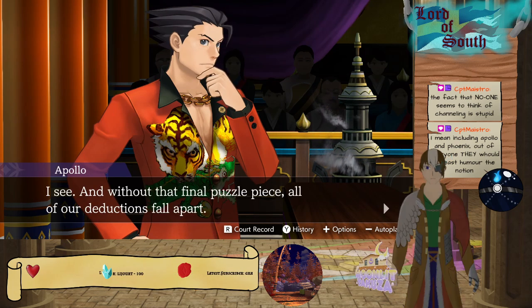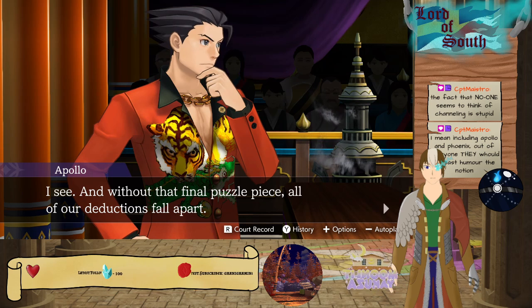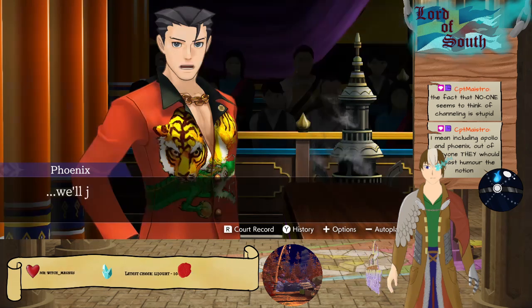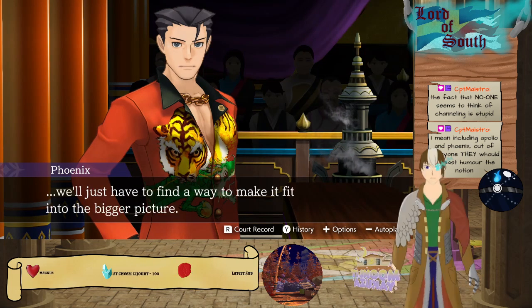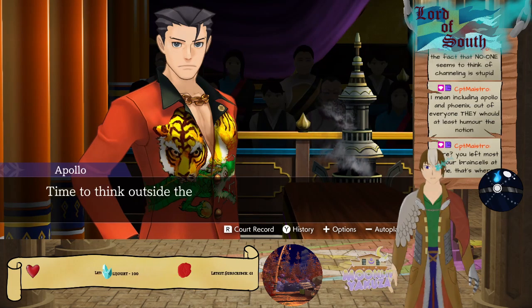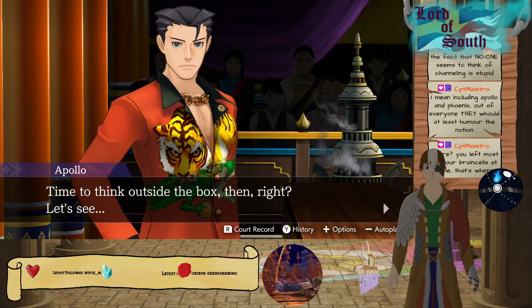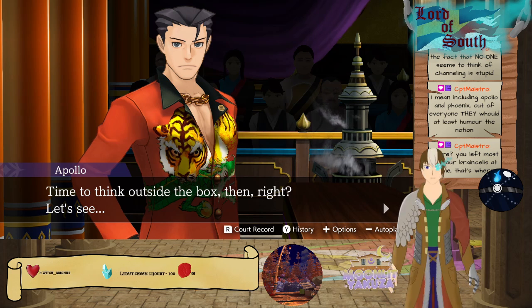I see. Without a final puzzle piece, all of our deductions fall apart. Apollo, if Inga's sighting is only an anomaly, we just have to find a way to make it fit into the bigger picture. Where? The leftmost brain cells is home, that's where. Yeah, true. Time to think outside the box then.